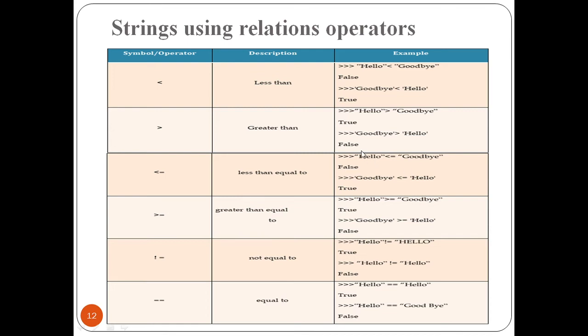If the first character is the same in both strings, then it will compare the second character. And if the second character is also the same in both strings, then it will go to the third character, and so on. It will compare character by character. Here hello and hello are equal in all the characters, so it will give true. And hello is equal to goodbye, they are not equal, so it will give false. We can call these string relation operators.